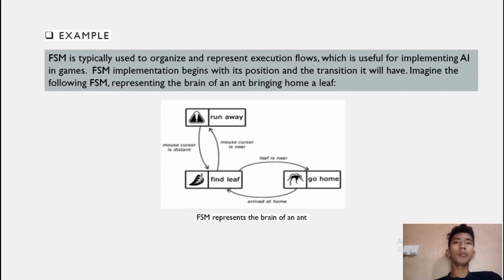Okay, for the example, finite state machines are typically used to organize and represent execution flow, which is useful for implementing AI in games. Finite state machine implementation begins with its states and the transitions it will have. Imagine the following finite state machine representing the brain of an ant bringing home a leaf.